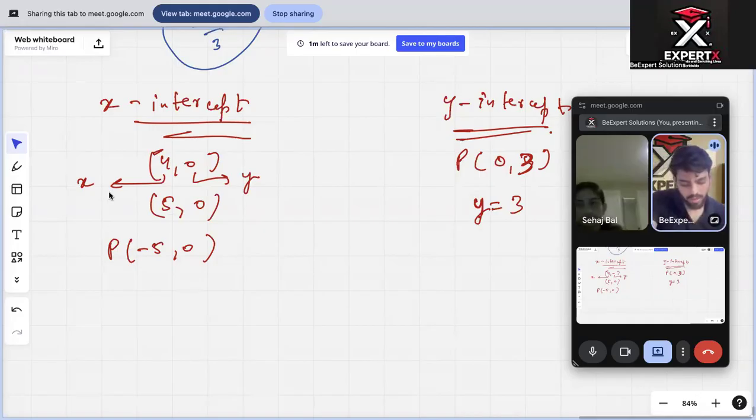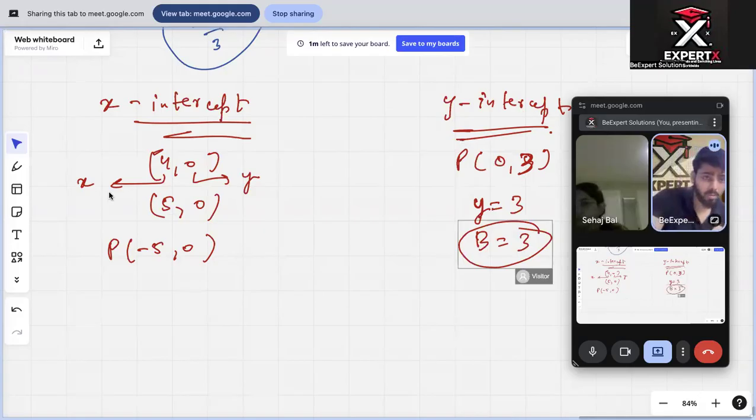Now, you can also call this b. I told you in the formula, you remember? Sometimes you call it b also. Yes. Exactly. So you can just say that P is (0, -3) here, and your b intercept is -3. I think that's totally clear now.